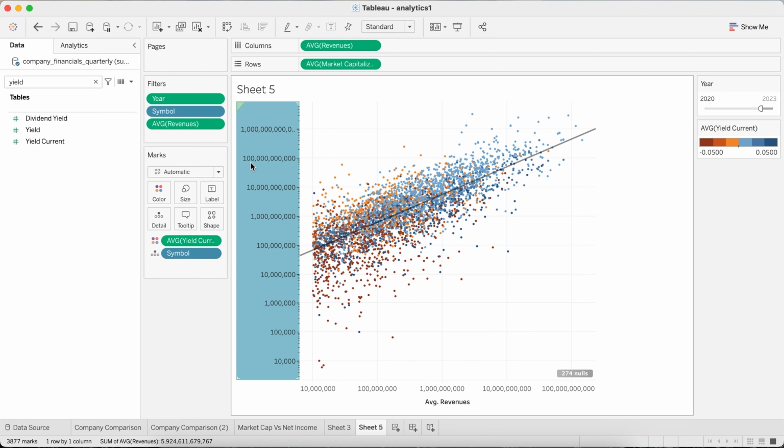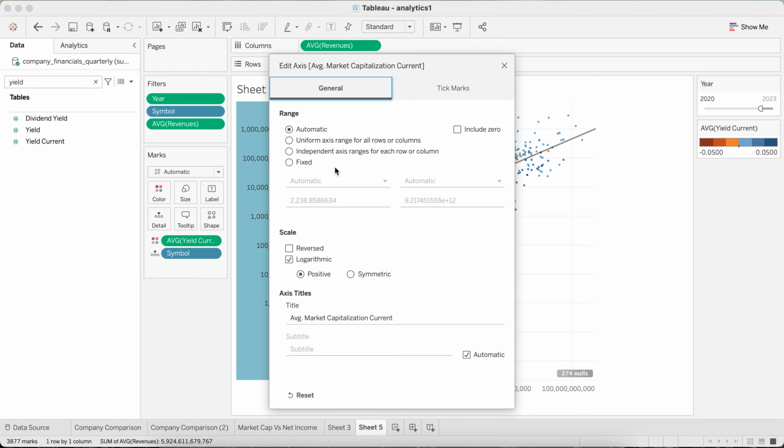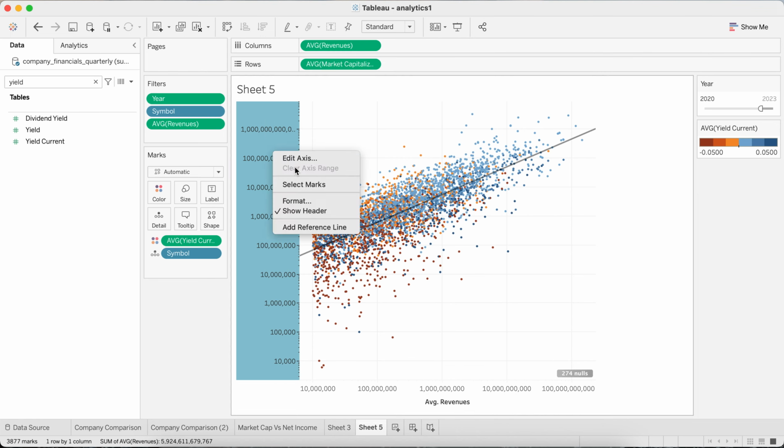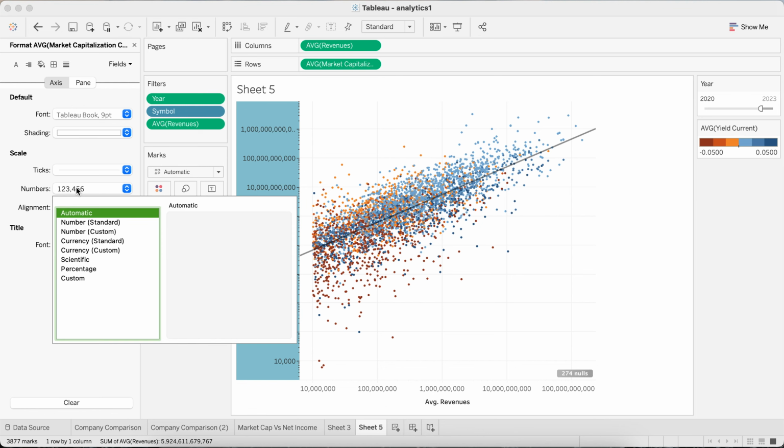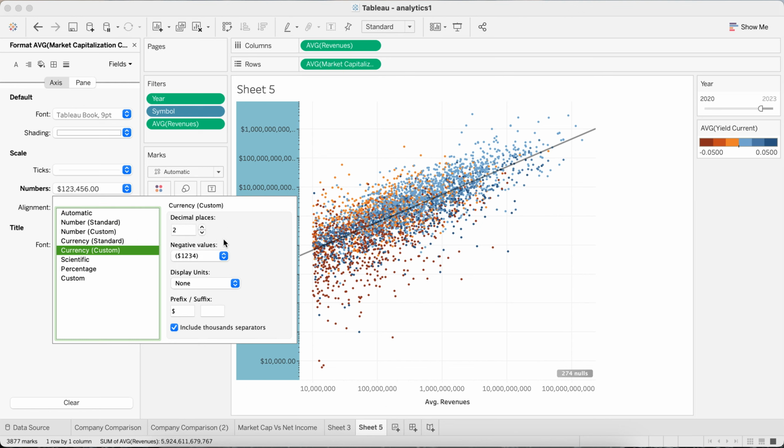Let's format this axis so that we can see the numbers more clearly. It's too many zeros, makes the brain hurt. Let's make it currency, and let's display the units. Let's try billions. There we go. I guess we don't need decimal places on the x-axis. So there we go.